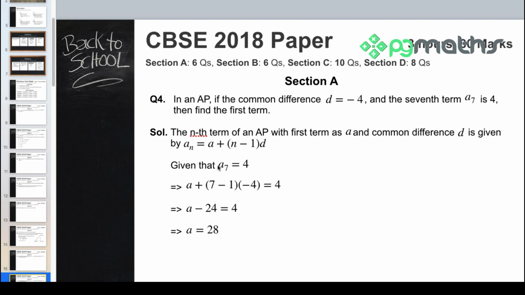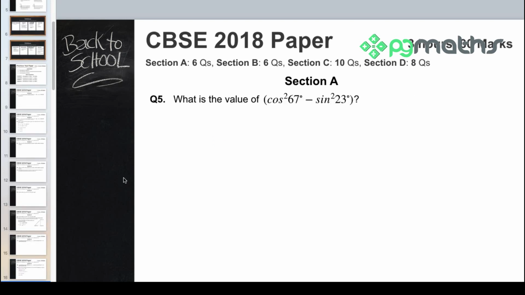Since a7 equals 4, it implies that a plus 7 minus 1 times -4 equals 4. Substituting n equals 7 and d equals -4, we get this equation. 7 minus 1 is 6, times -4 is -24. So a minus 24 equals 4, and this implies a equals 28. Right? Okay, let's move to the next thing.